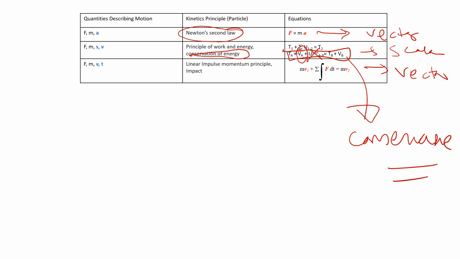And then for the work energy principle, the key parameter is S, meaning the different position, and V is the velocity. For the linear impulse momentum principle, time is the key parameter. So that's how you make a decision and solve the problem.